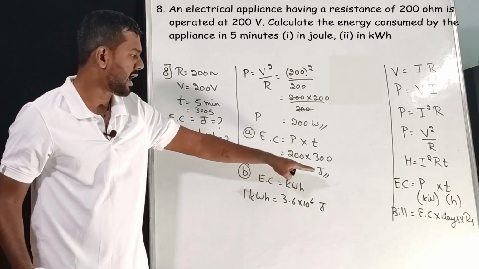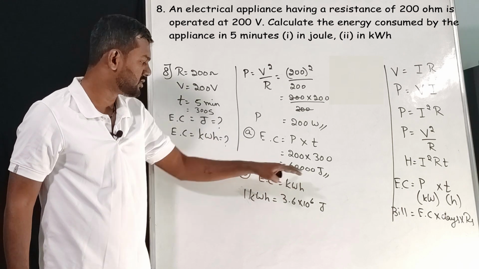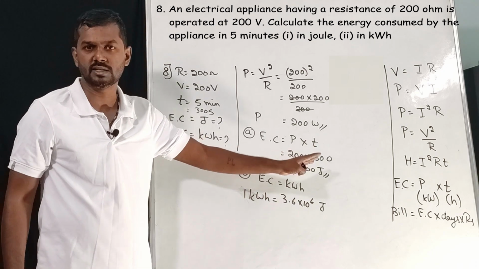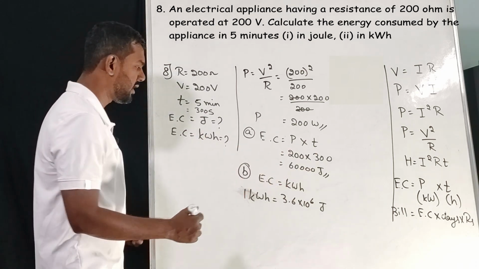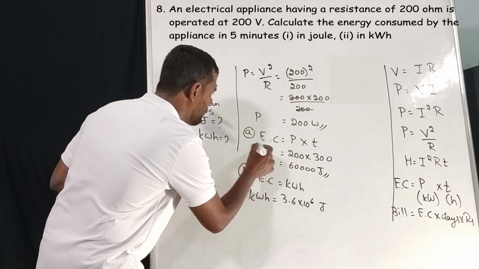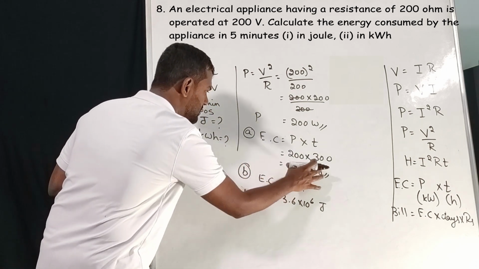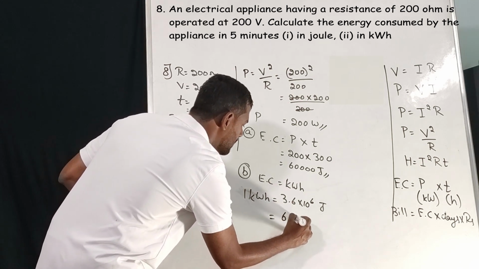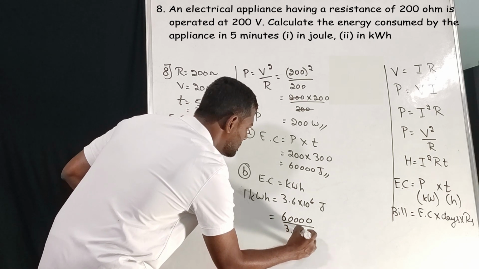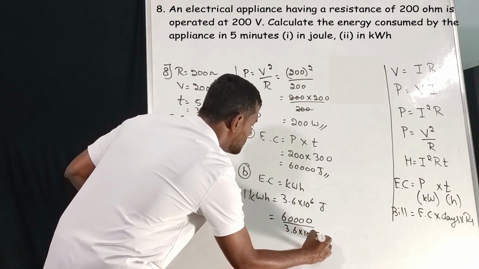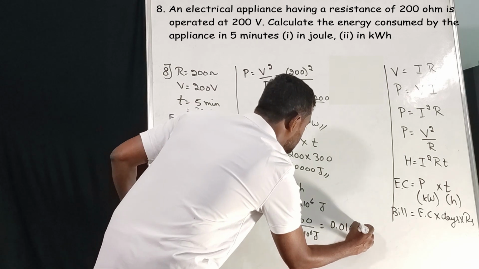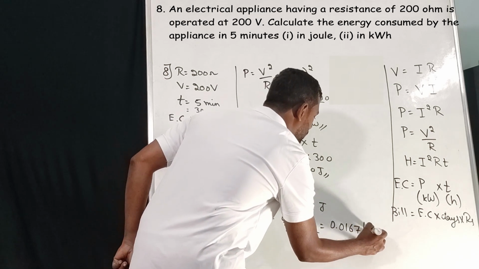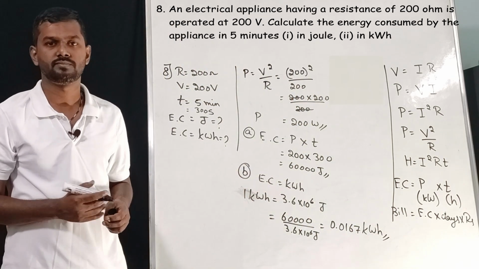Okay, now we have the answer in terms of joules. We have to convert this joules into kilowatt hour. So whatever the joules we have, divided by 3.6 into 10 power 6, we'll get the answer in terms of kilowatt hour. So to convert the electrical energy consumption we found in terms of joules into kilowatt hour, that will be equal to 60,000 divided by 3.6 into 10 power 6. That will be equal to 0.0167. What we are finding? Energy consumption in terms of kilowatt hour. That's it.